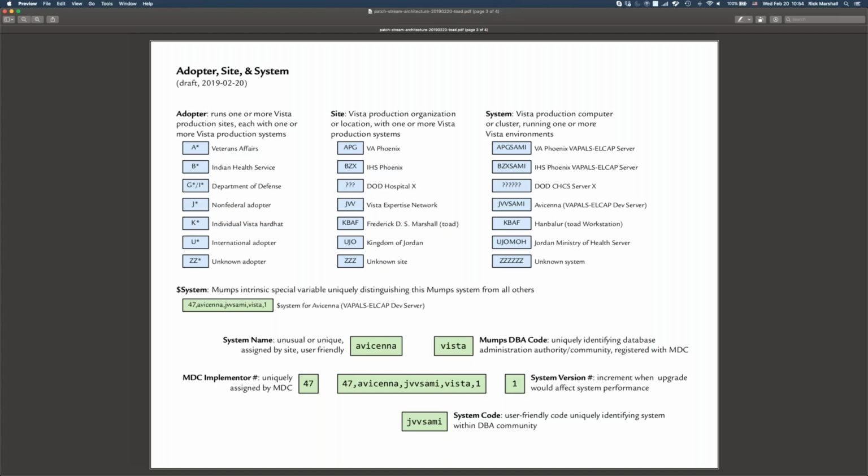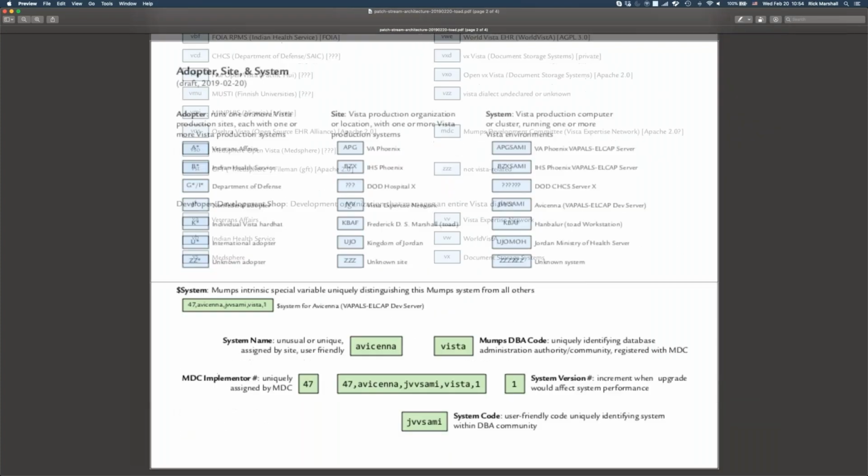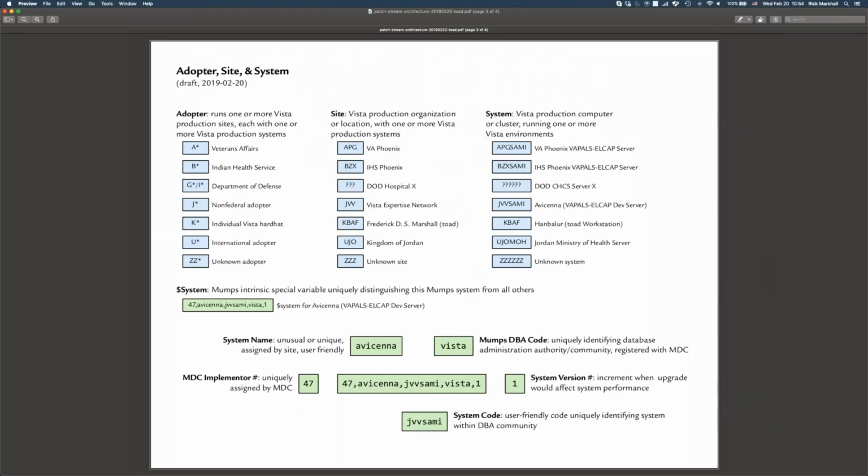So by him having his system be VSTDI and ours is JVVDI, and the VA's is maybe A6DI for the A6 namespace that the Oakland field office has, we're guaranteed that they're distinct. So that's the distinct code.